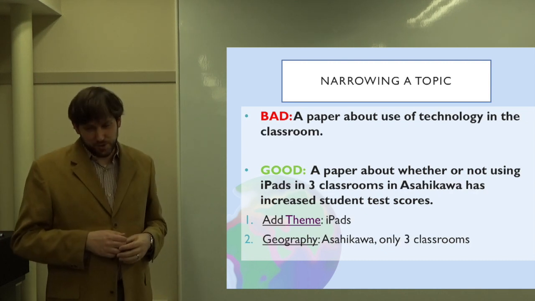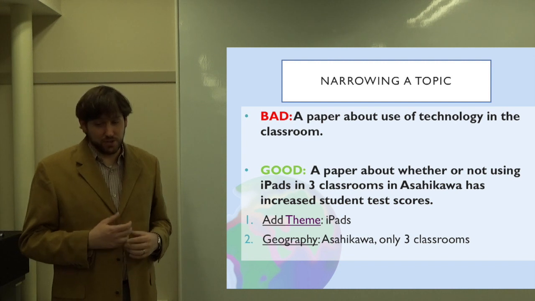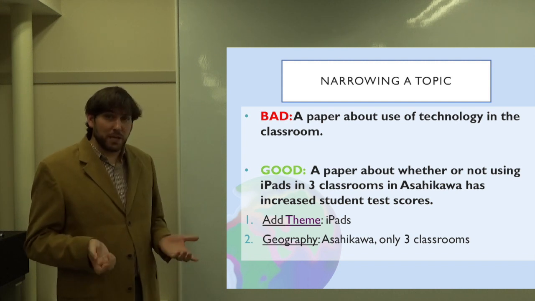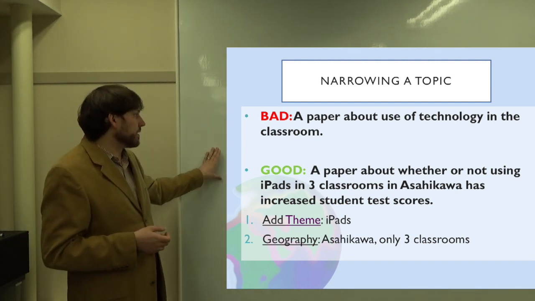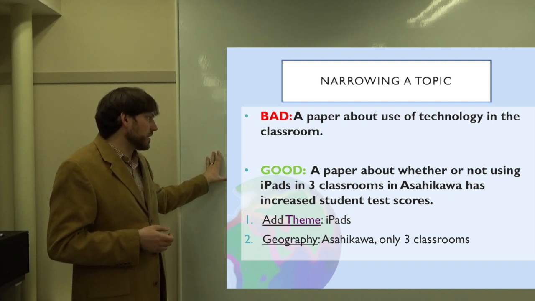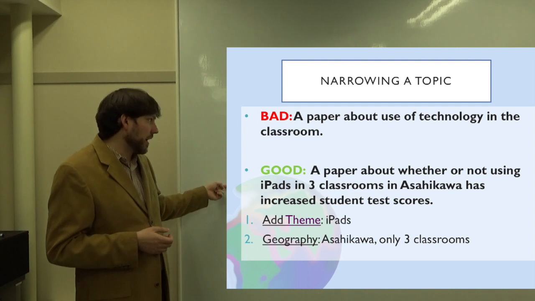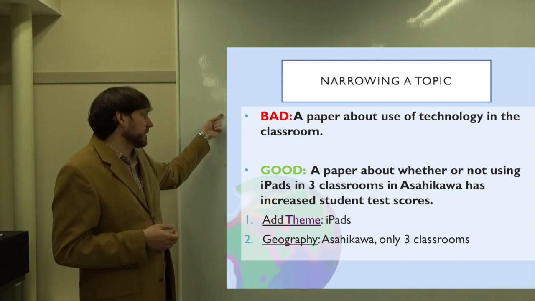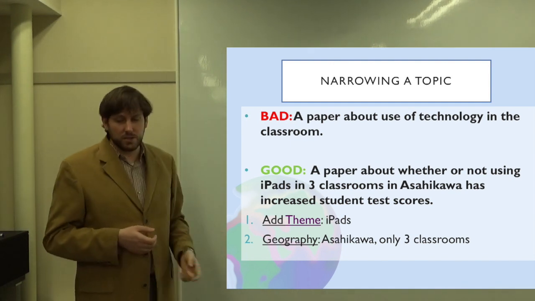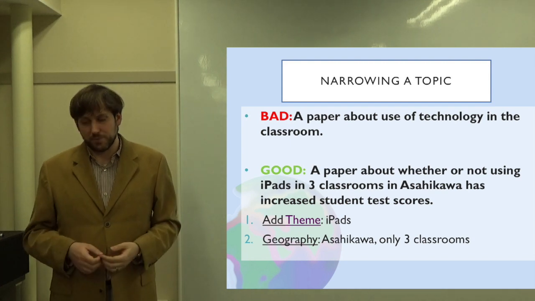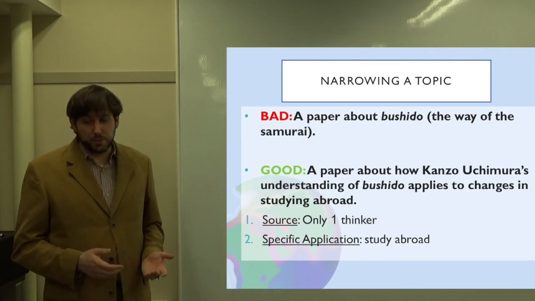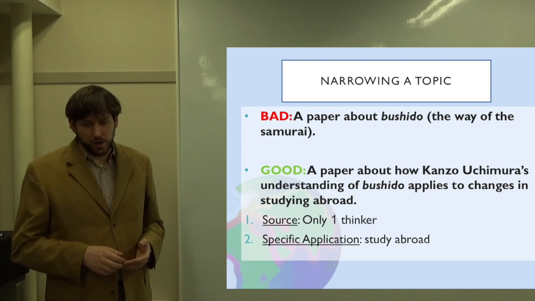So this is also a bad choice. A paper about the use of technology in the classroom. You can make this much better by narrowing it down. A paper about whether or not using iPads in 3 classrooms in Asahikawa has increased student test scores. We've added a theme. We've added iPads, narrowing down use of technology, and we've restricted it to Asahikawa in only 3 classrooms. Next one. A paper about Bushido, the way of the samurai.